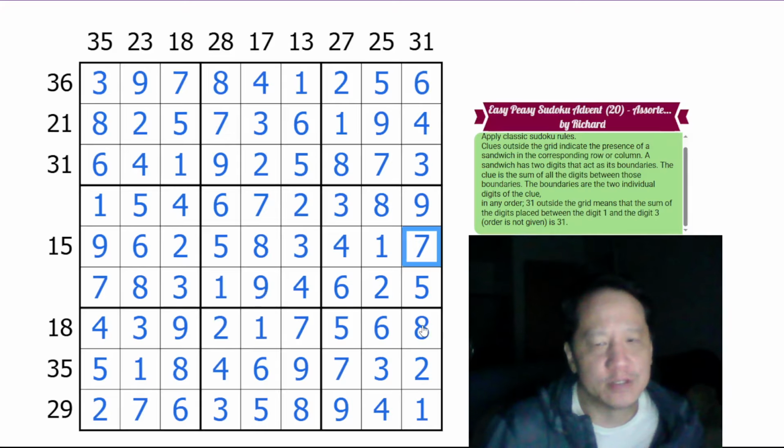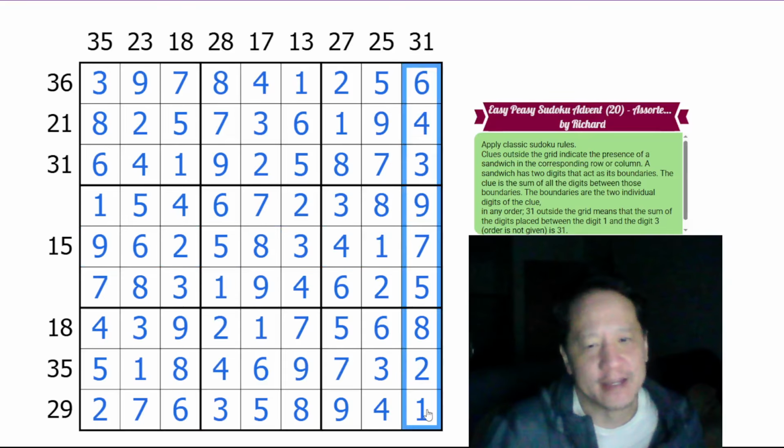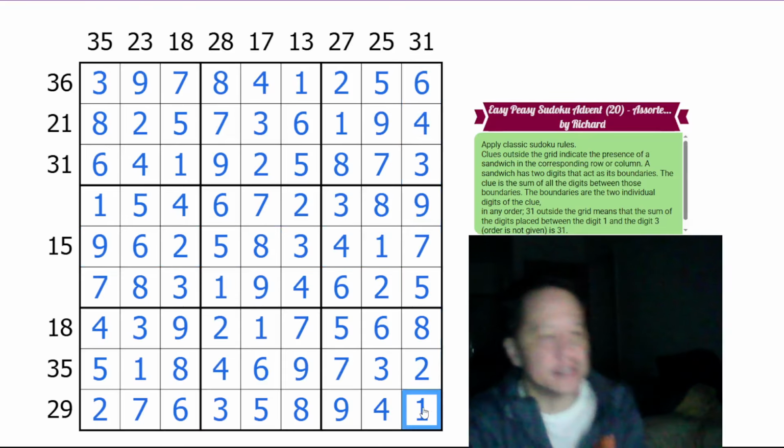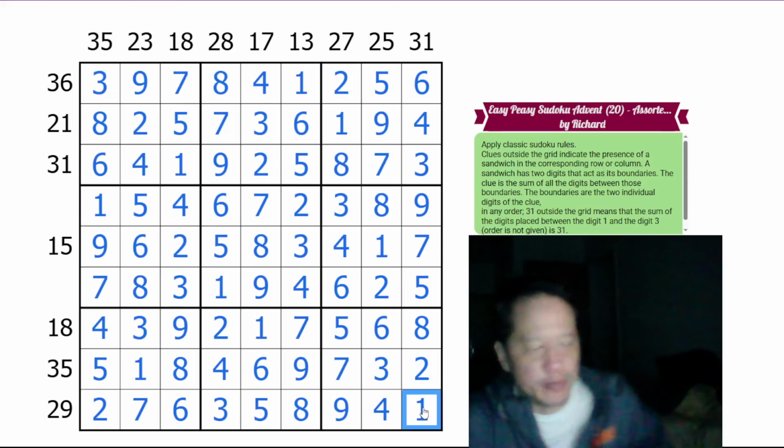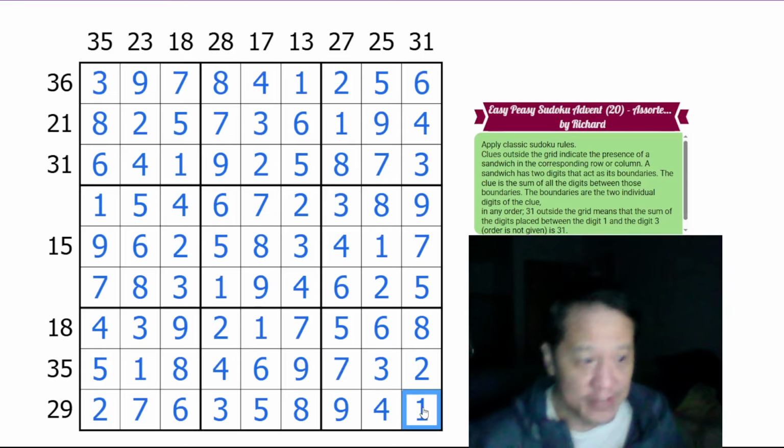Would I consider this easy? It's easy-ish. There's a lot of math, I guess. The logic behind it isn't that bad. I would consider it easy logic. The execution, though, it's a lot of math.